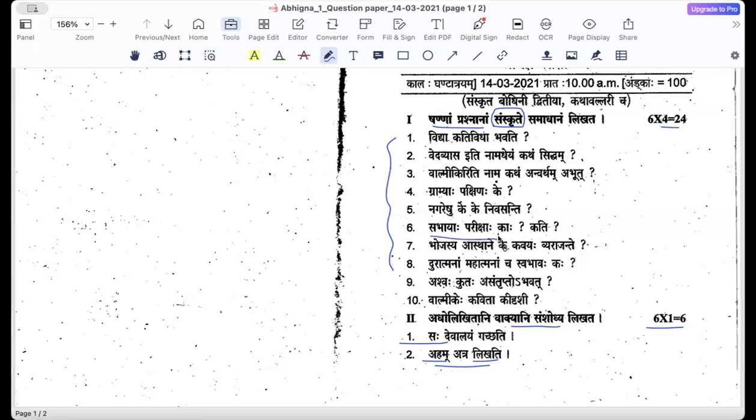Like for example, sabhayaha parikshaha kaha kati. So sabhayaha shat parikshaha vidyante. You are just going to say parichayaha abhijna vichakshana. That's it. There is nothing else to write beyond those 2 sentences. Whereas bhojasya asthane ke kavayaha virajanta, you can have only 3 there, nothing else. Whereas ashvaha kutaha asamtriptaha abhavat, you can have a huge paragraph for that. So try to constrain that to a couple of sentences, maximum 4 to 5 sentences. You should be done with the answer, not much more.